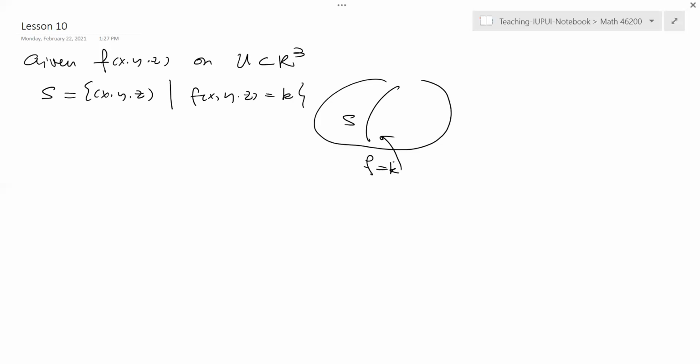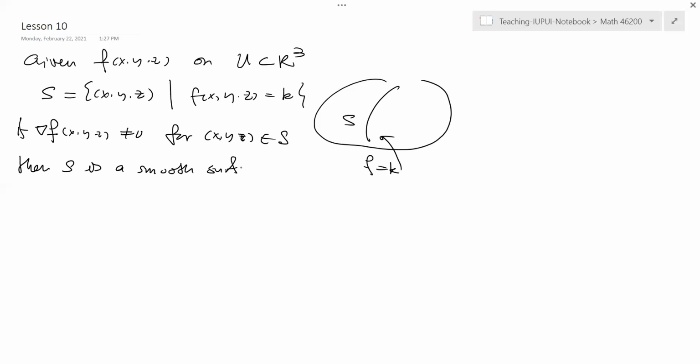Now the question is whether this is going to be a smooth surface. All I have to do is make sure that the gradient is not going to be 0 for any point in the surface. Then S is a smooth surface. That's what this theorem says. And actually, you can view it as a graph of some function.